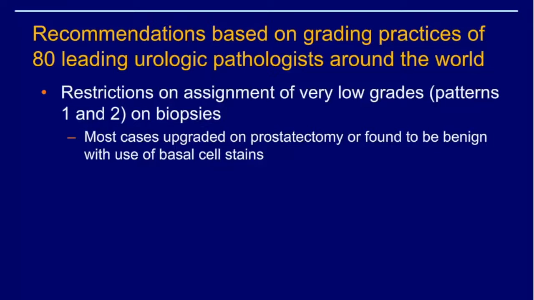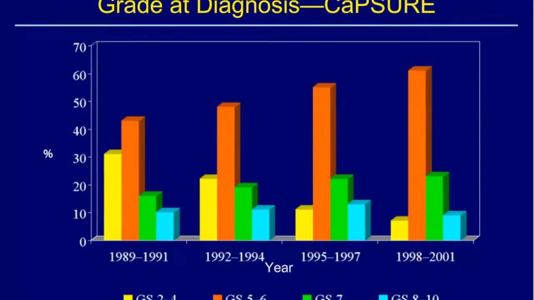And the first thing we did was place restrictions on assignments of very low grades, those pattern 1s and 2s, on biopsy, recognizing that, one, some of them were benign, and two, most of them were upgraded at the time of prostatectomy anyway, so this is probably a misleading thing. This is not something we just came up with.